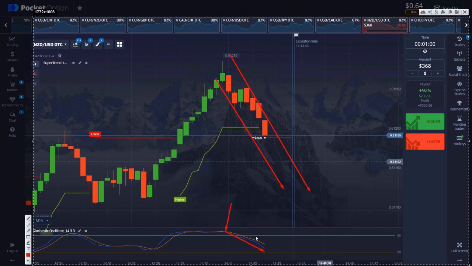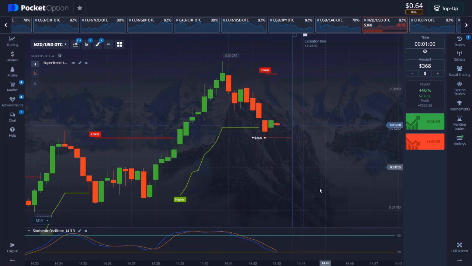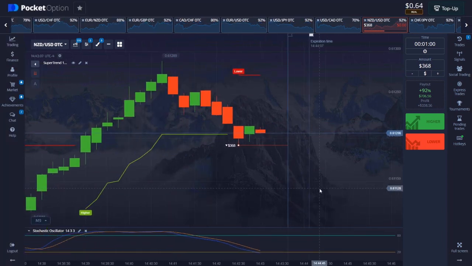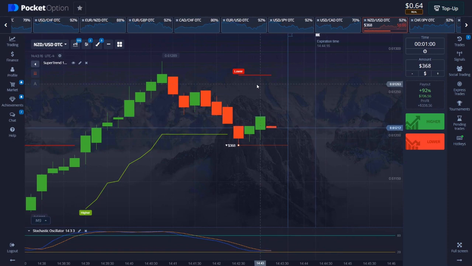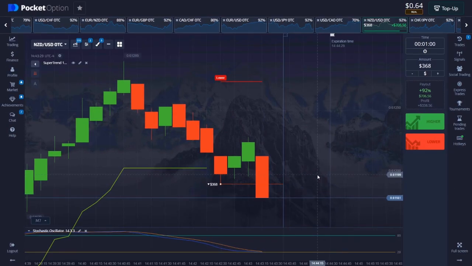Firstly, our stochastic price touched the 80 mark, a reversal occurred, then there is a divergence of the line. This is exactly the signal that there will be a further continuation of the price movement downwards or upwards, depending on the situation in which you open a deal. Plus look at everything, now we are receiving a sell signal from a super trend. We are waiting for the results, friends.